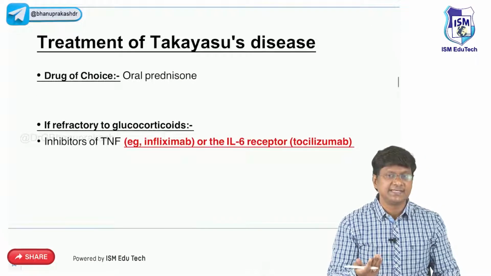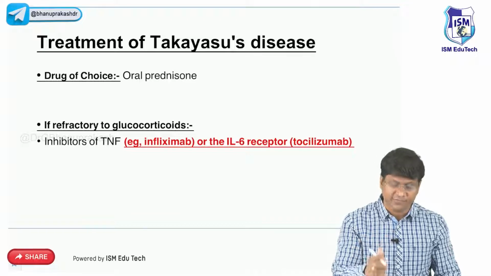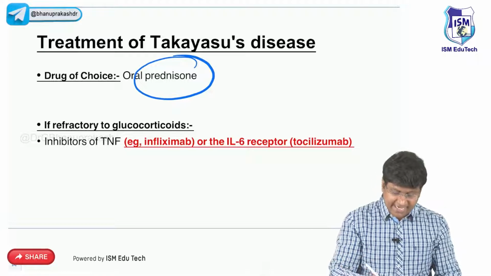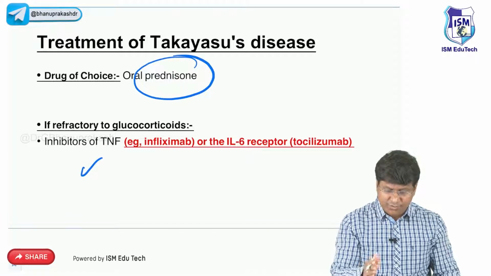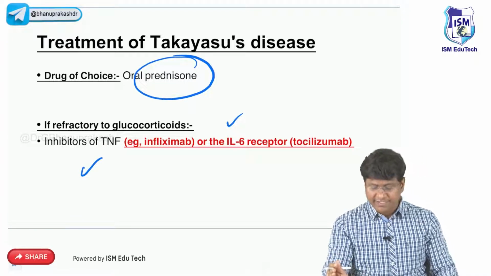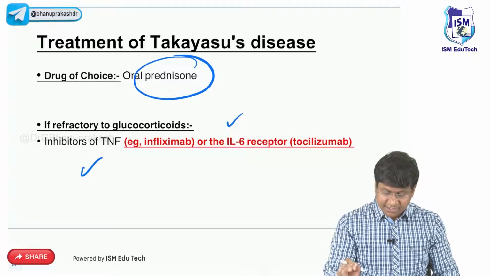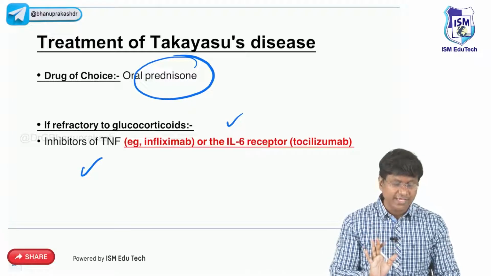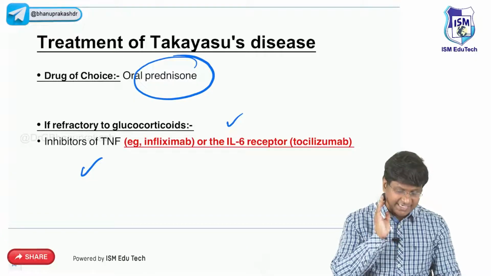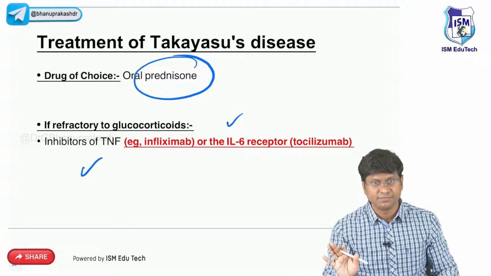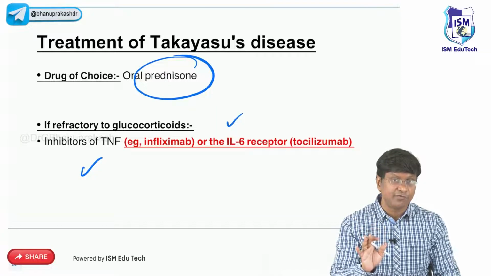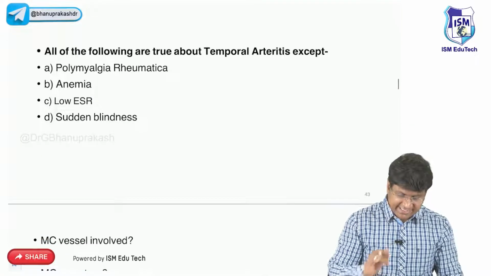Then what exactly is the drug of choice? In the majority of forms of vasculitis, the drug of choice will be steroids, that is prednisolone. And in those individuals who are refractory to steroids, you need to give an interleukin 6 receptor blocker, that is tocilizumab. These are the treatment options available for Takayasu. Then after having discussed Takayasu, the next important form of vasculitis is giant cell arteritis.